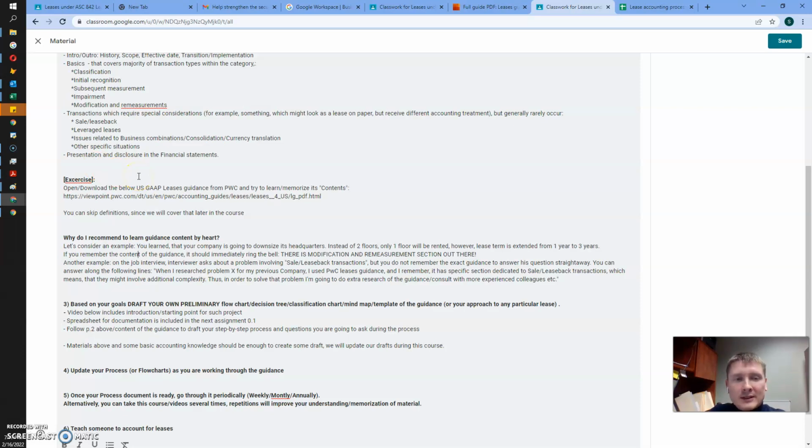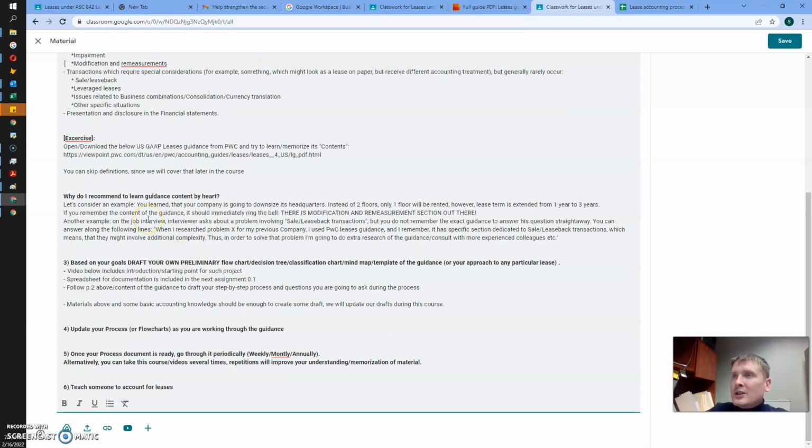For example, if you find out that some of your rental agreements are modified, if you know what the guidance content is, and you remember there is like a special section on modification and remeasurements for the leases, you know that first thing you do when you find out that something is modified, you go to the guidance and try to assess the impact. If you don't know the guidance, if you forget it, or if you never read it, you might just overlook such situation.